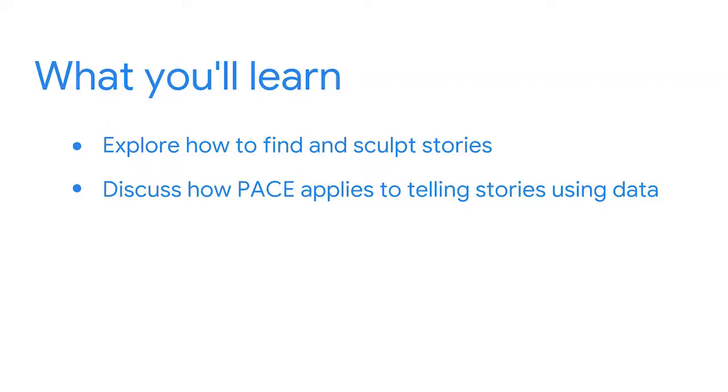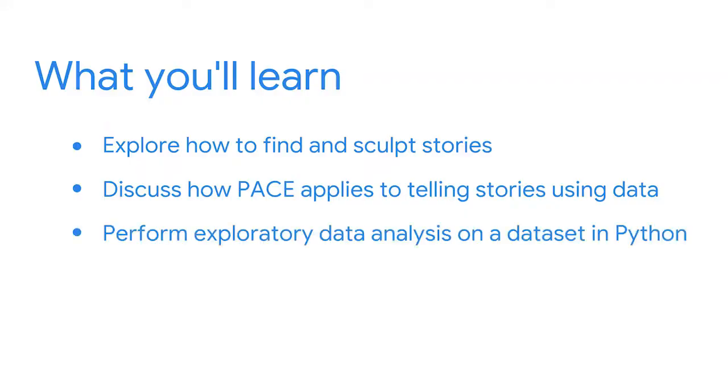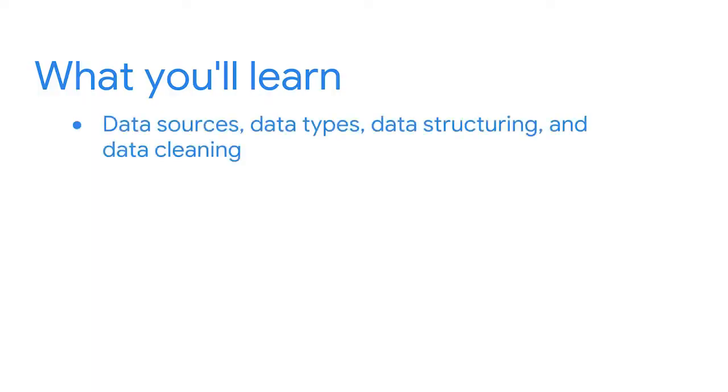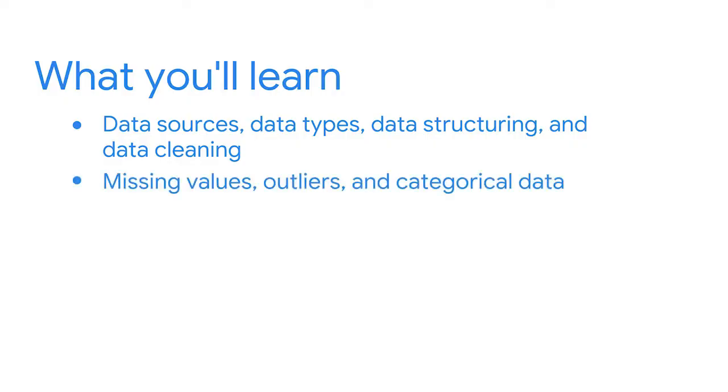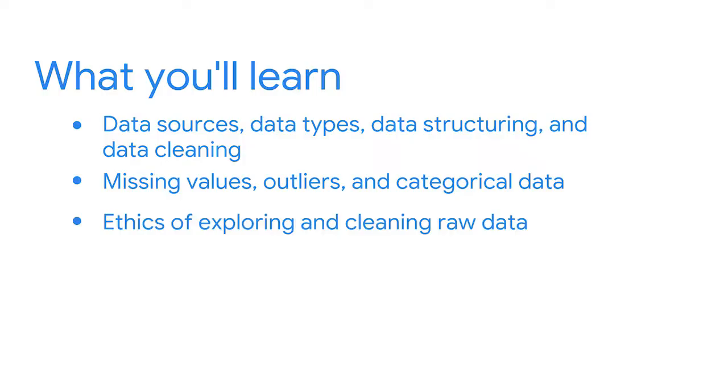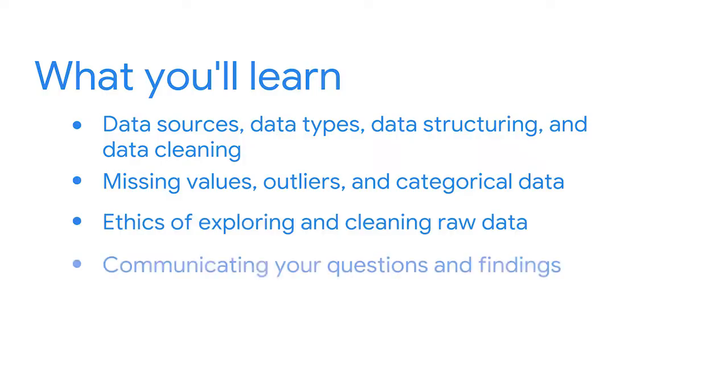Finally, I'll show you how to perform exploratory data analysis on a data set in Python, expanding on those Python skills you learned previously. Later in this course, you'll learn about data sources, data types, data structuring, and data cleaning. Using Python notebooks, we'll discuss how to work with missing values, outliers, and categorical data. We'll talk about the ethics of exploring and cleaning raw data, and how to communicate your questions and findings to various audiences.